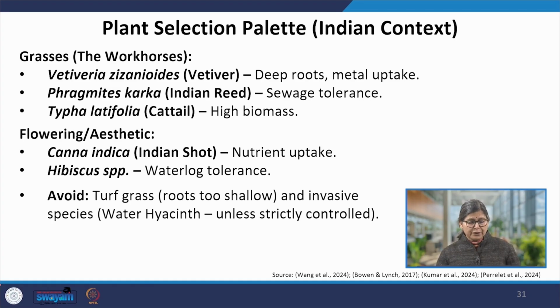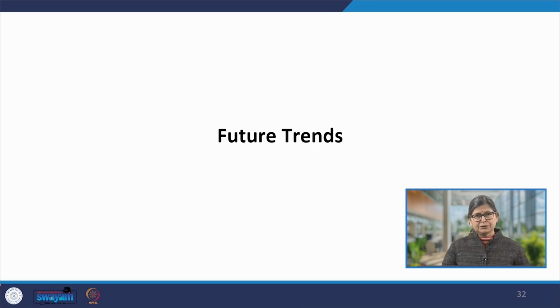Hibiscus helps in waterlogged tolerance, but it is always advised to avoid the turf grass. Roots are too shallow and invasive, and also they need lots of water. And invasive species like water hyacinths, unless strictly controlled, are advised to be avoided.